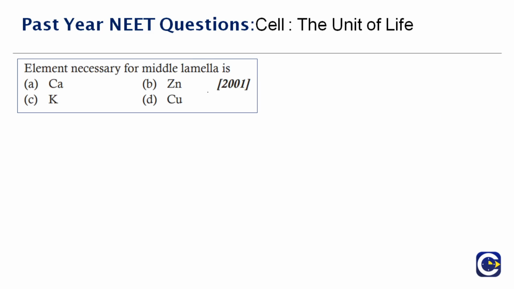Next question. Now this question was again asked in the year 2001. Element necessary for middle lamella is dash. Okay. Now what do you mean by middle lamella? Where is it present actually? Any idea? See, when we talk about the cell wall, you have something called the middle lamella, then you have the outer and inner layers. So the middle lamella is a layer which cements the cell walls of two adjoining plant cells together. Already we have discussed in part 5 something called cementing, or you can simply call it a glue. So here the element necessary for the middle lamella to have that property, the correct answer here is calcium.